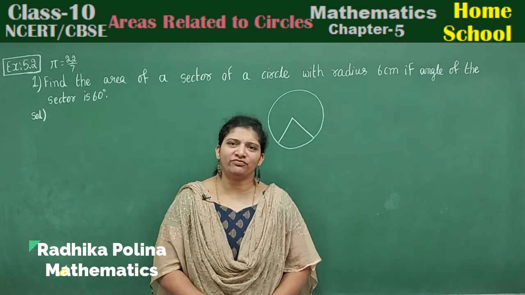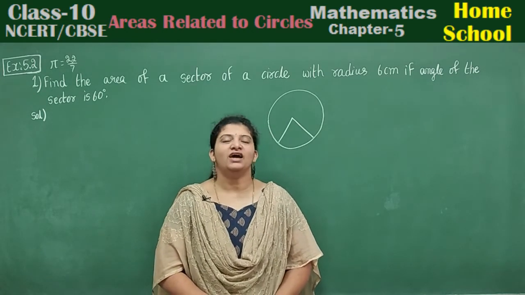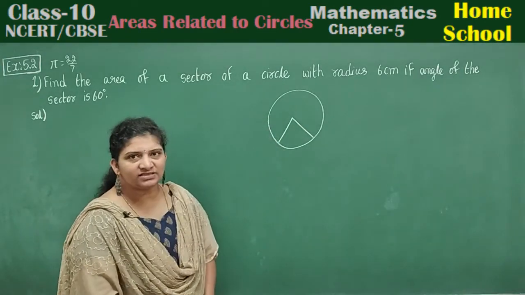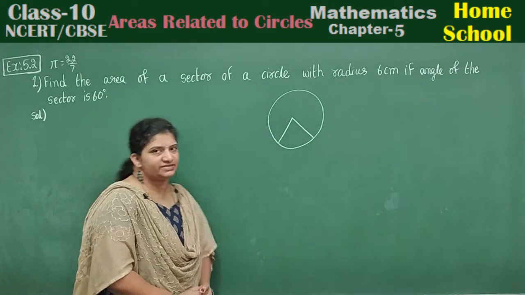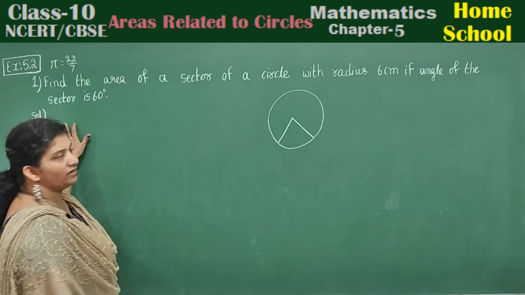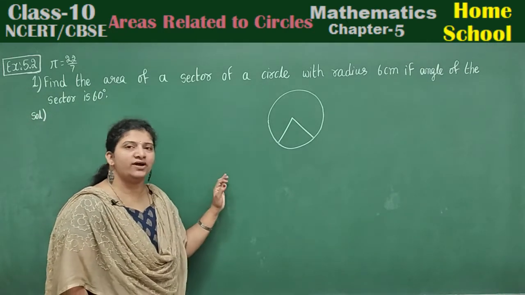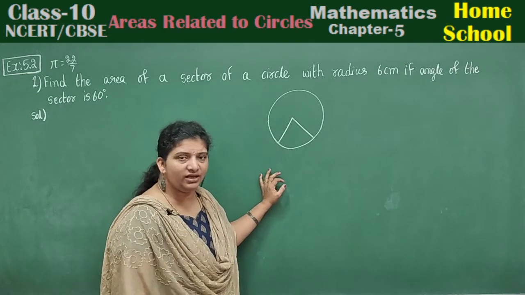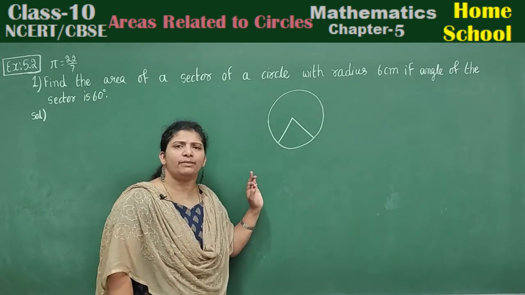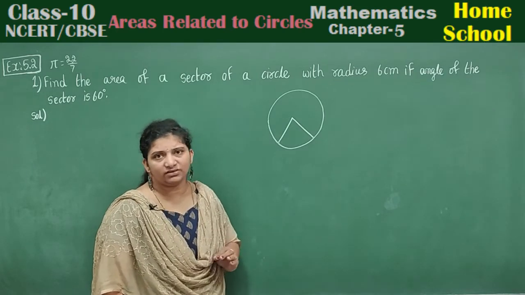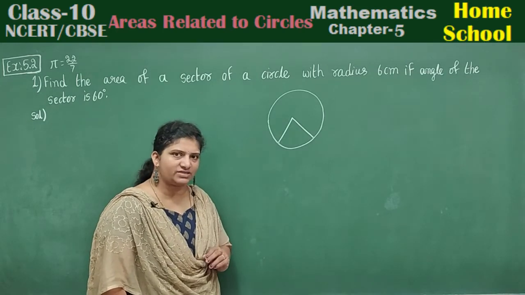We are in chapter 5, Areas Related to Circles, and exercise 5.2, first problem. Use pi is equal to 22 by 7. Find the area of the sector of a circle. As you have seen in part 1, the introduction, everything about a sector, segment, what is the area, what is the circumference, everything we have discussed.